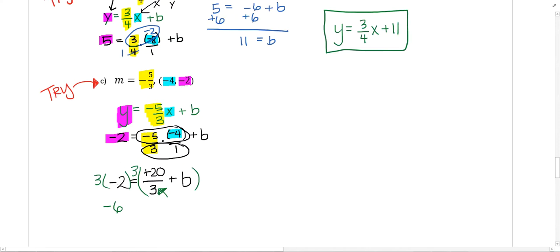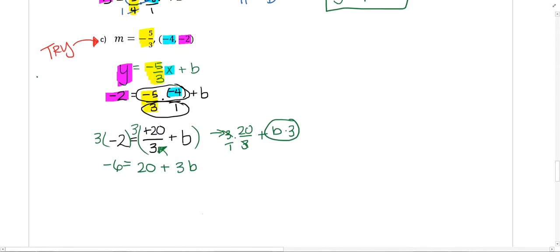And then over here we're going to have, think of this like a distribution problem. So maybe I should write it like this. It's really 20/3 times 3 plus b times 3. So both things are being multiplied by 3. So then over here this 3 and 3 will cancel, so all I have left on that side of the equal sign is 20 plus, and then 3 times b, which is 3b. So that makes the fraction go away, which makes it a little easier to work with.